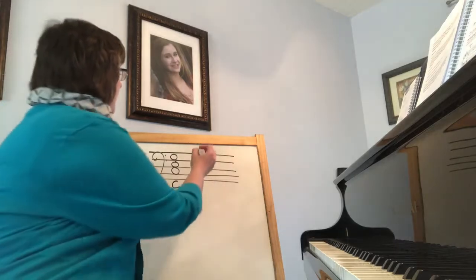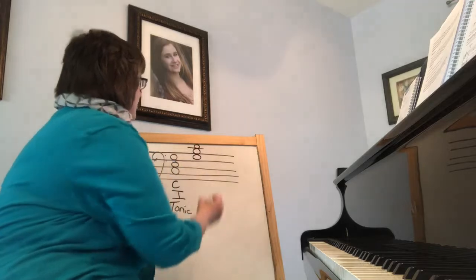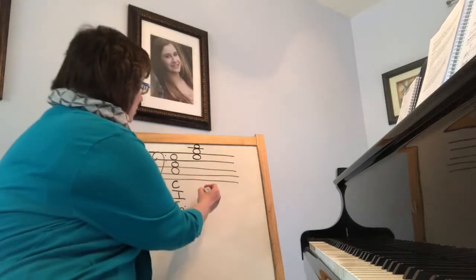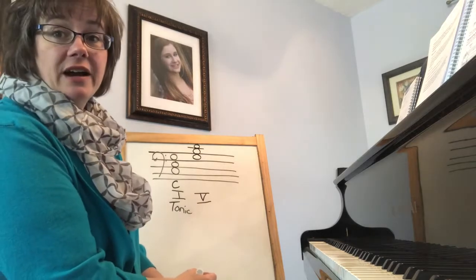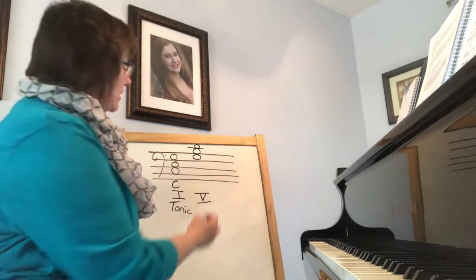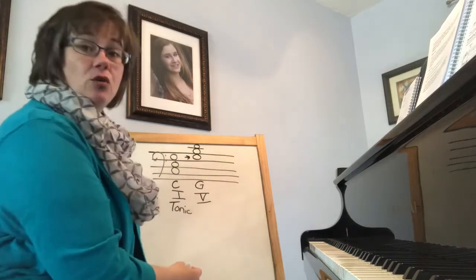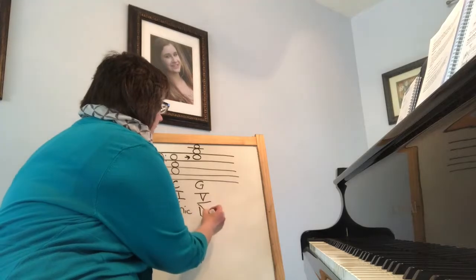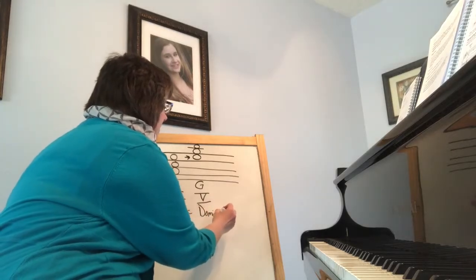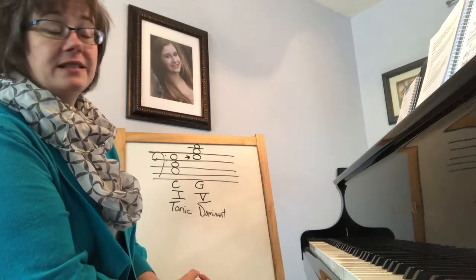If I stack it up, I have a B in the middle, and a D at the top. So this could be called my 5 chord. If I wanted to identify it by letter name, I would identify it as a G chord, because G is that lowest note, G is that root. If I wanted to call it by a name, I could call it a dominant chord, because G is that 5th or that dominant scale degree.